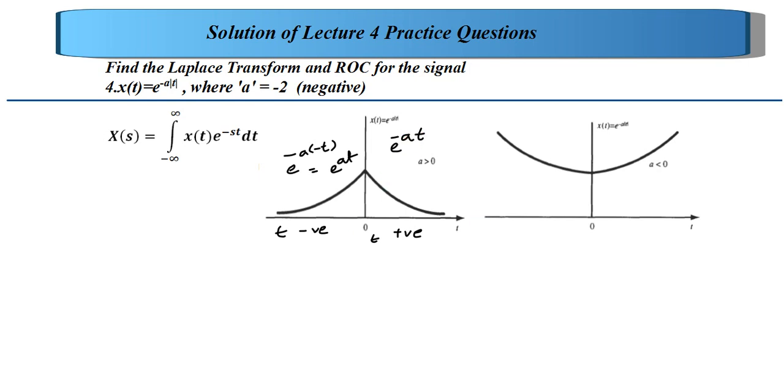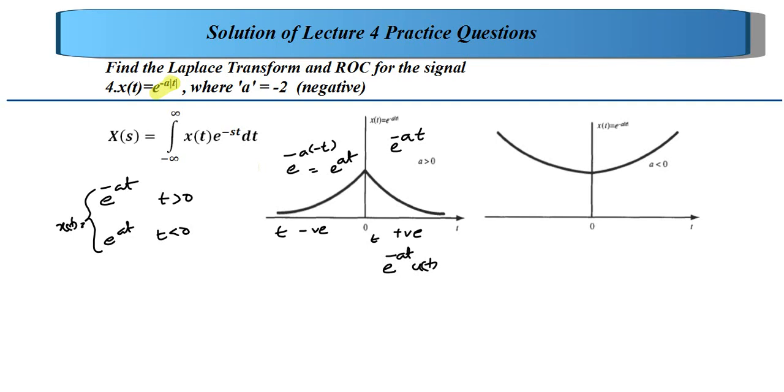So it's a causal signal, which means you can represent this signal like this. In other words, you need to write e raised to minus at when t is greater than 0 and e raised to at when t is less than 0. So that is the signal given. Instead of writing this lengthy statement, you can simply write e raised to minus modulus of t. Otherwise we need to write two cases.